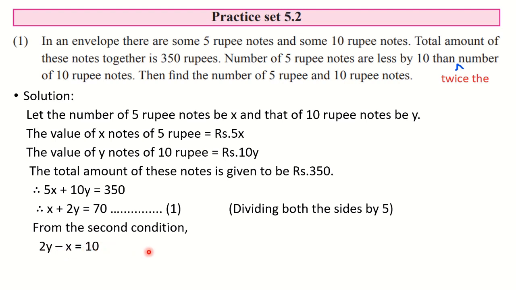And then what we can observe here is that the sequence of variables is x and y here, and here it is opposite. So we have to write it in the standard form, that is ax plus by is equal to c. So let us rearrange the terms, and while rearranging we have to take care of signs. So this equation I can write as minus x plus 2y is equal to 10. This is my equation number 2. In this way we have completed the equations. We have found the equations.